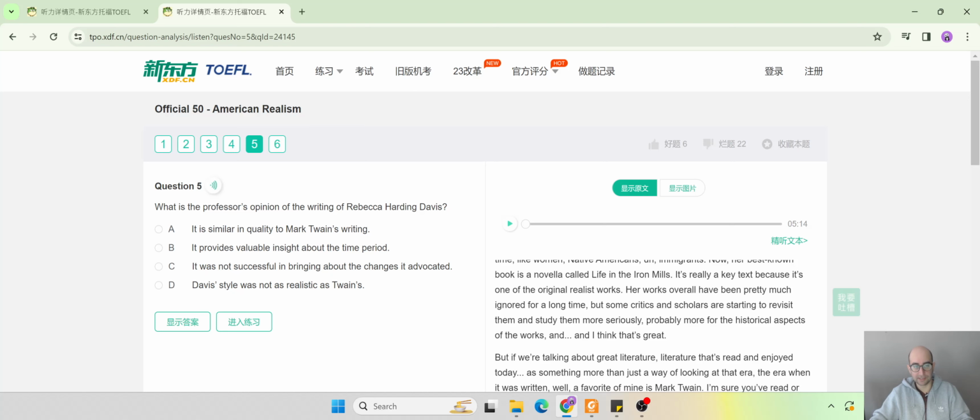Now, choice C, it was not successful. Well, this is a negative kind of opinion. So already it's a red flag. I know it's going to be wrong. In bringing about the changes it advocated. So no, that's kind of like the opposite too. Davis' style was not as realistic as Twain's. She never mentioned that at all. That's incorrect. So yeah, choice B or option B here would be the correct answer option.